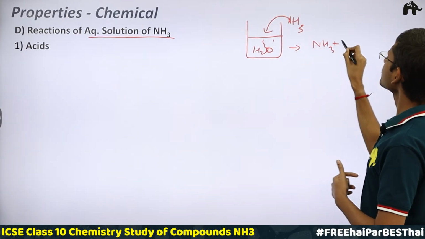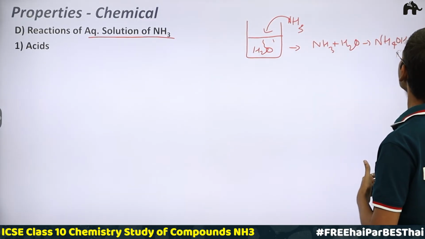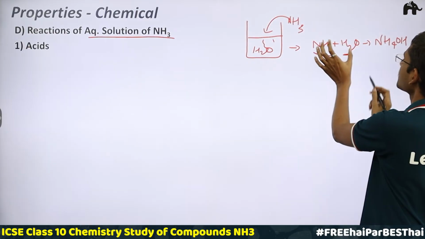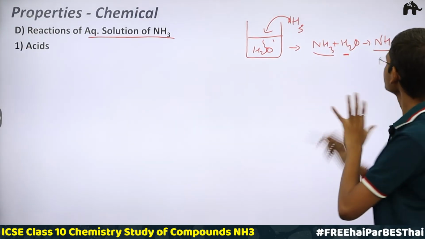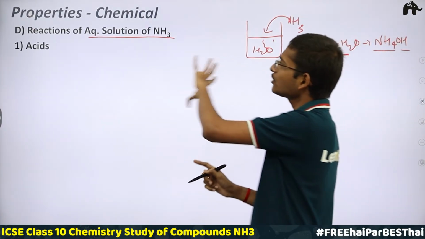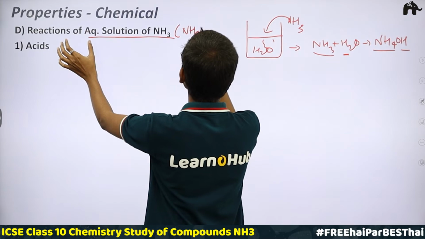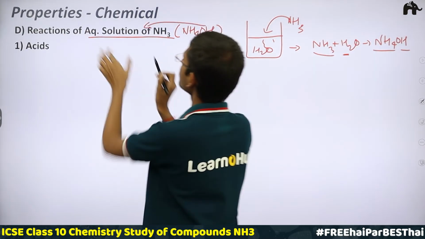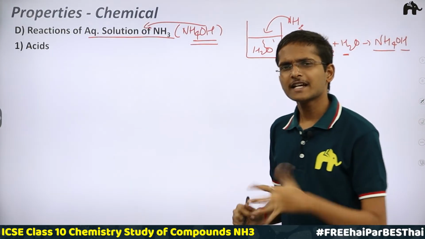See, ammonia plus water is simply ammonium hydroxide. NH4, so one H is remaining and O is remaining, so NH4OH, ammonium hydroxide. Now what we are going to see are the reactions of ammonium hydroxide, the aqueous solution of ammonia. So simply, the reactions are very easy.